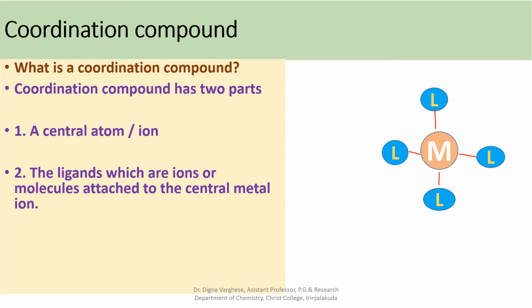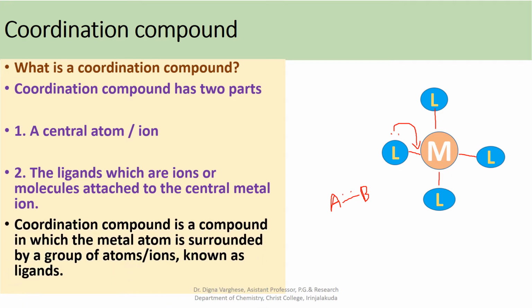It is a special type of covalent bond, but in this case the ligand has donated electrons to the central metal ion. Whereas in a covalent bond, both atoms, say A and B here, form a covalent bond: A gives one electron and B gives one electron, and these electrons are simply shared between these two atoms, forming a covalent bond. But in a coordinate bond, the difference from the covalent bond is that here the ligand donates electrons for sharing with the metal atom.